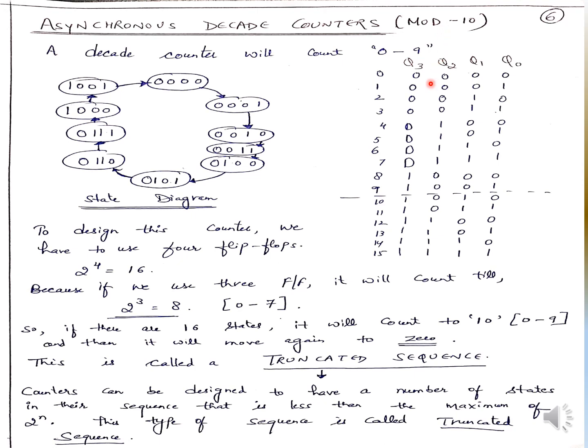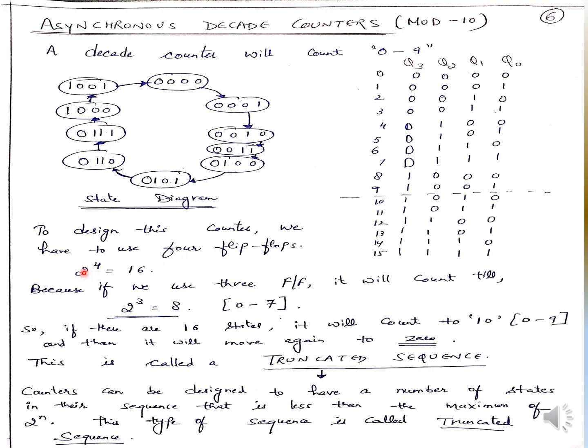So the next thing is, we will decide how many flip-flops we are going to use. If we use 3 flip-flops, how many states is it going to count? 8. 2 raised to the power 3 equals 8, as we did in the previous counter slides. That means if we are using 3 flip-flops, it is going to count 8 states, 0 to 7. But we need how many states? We need 10 states. That means 0 to 9.